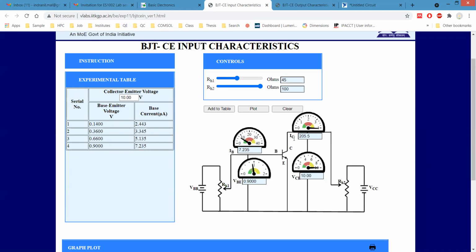Base emitter forward bias, collector base reverse bias. Okay, good. Anyone else? Base emitter forward bias and the base collector is reverse bias. Okay, Suraj, you are also with the same answer. Apart from these two, anyone else want to add? Okay, so we have the data.